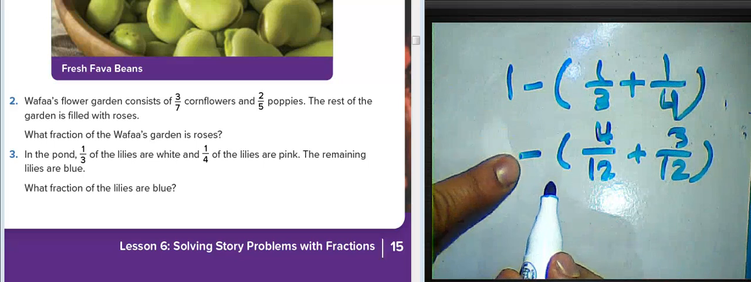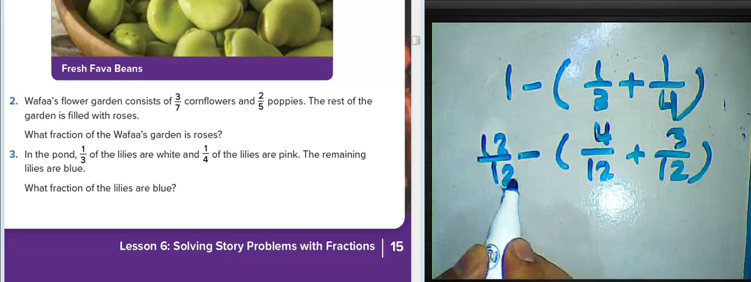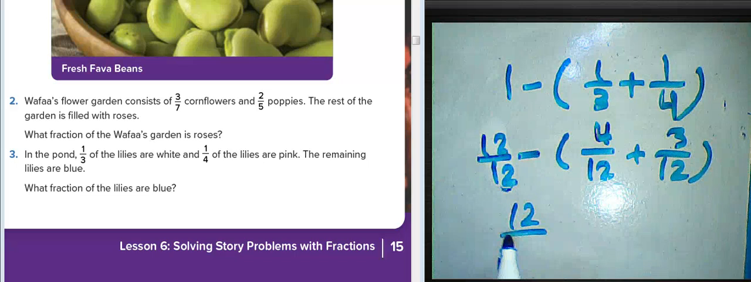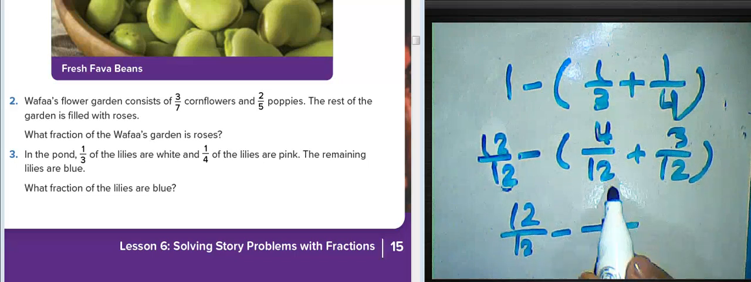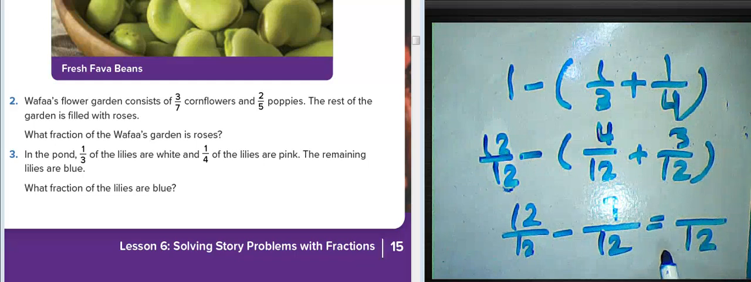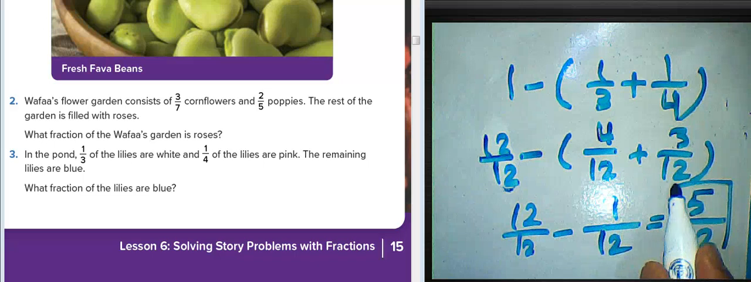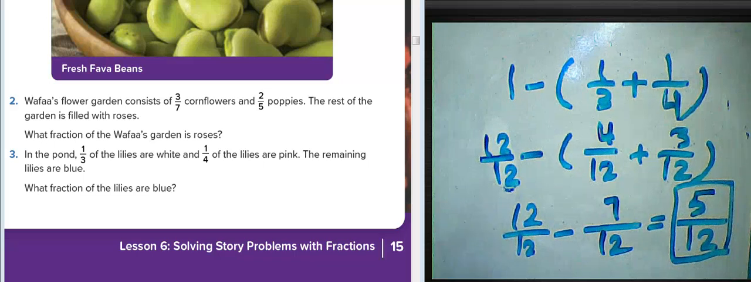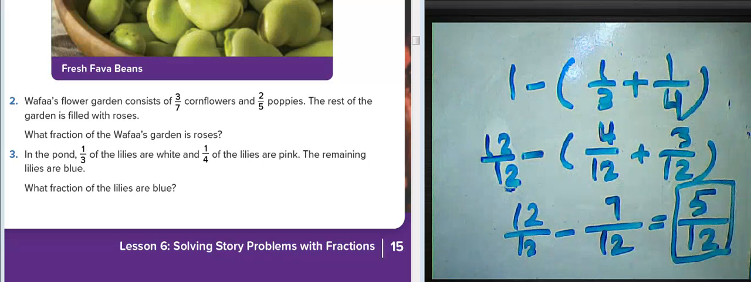And we can change 1 here. Write 12 over 12. And write 12 over 12 subtract the sum of them. 4 plus 3 equals 7. 7 over 12. Write 12 here. 12 subtract 7 equals 5. The result will be 5 over 12. Okay, 5 over 12 of the lines are blue.